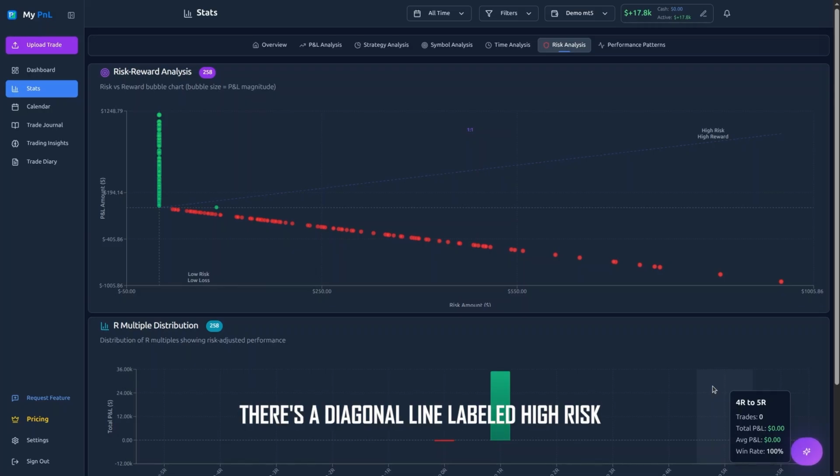There's a diagonal line labeled high risk, high reward. Ideally, you want your green bubbles above this line and red bubbles below it. But here, the reds are scattered everywhere, meaning I'm not always getting rewarded for the risk I take. That 1:1 marker in the top right shows the ideal risk reward ratio zone.